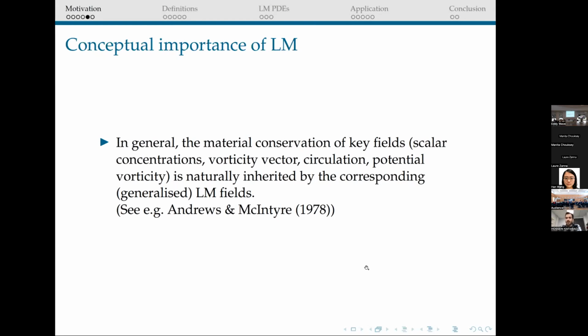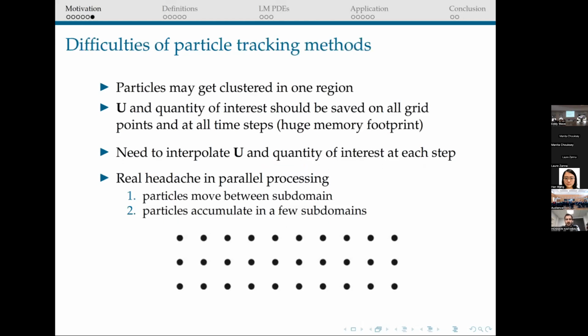If you want to learn more about this, you can go back to the seminal work of Andrews and McIntyre on generalized Lagrangian mean and many other theoretical works afterwards. So if the Lagrangian means are so great and useful, why don't we use them all the time? The reason is they're computationally quite difficult things to do.